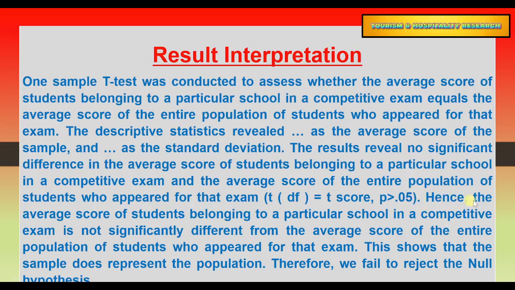Then you write a statement, hence the average score of students belonging to a particular school is not significantly different from the average score of the entire population of students who appeared for that exam. This shows that the sample does represent the population. Therefore, we fail to reject the null hypothesis, and the null hypothesis in this case was there is no significant difference between the average score of the sample and the population average.